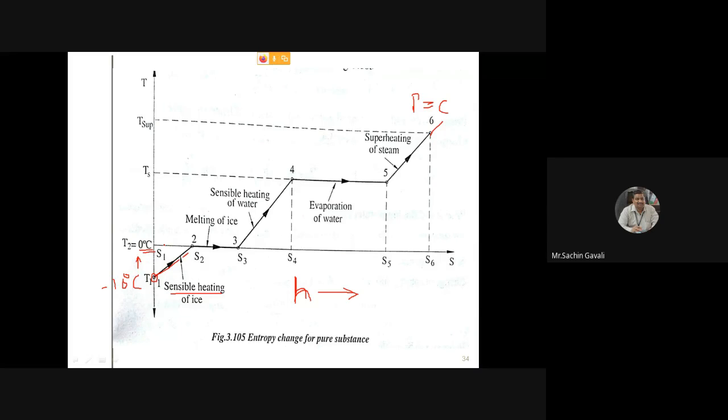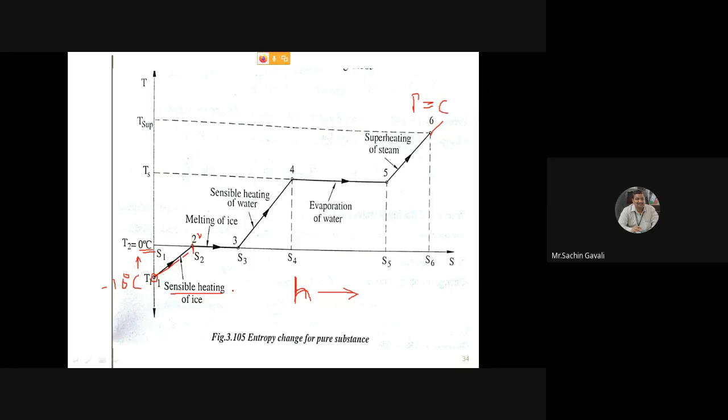But when 0 degree Celsius will reach, that ice will be in solid state. It will be saturated, and at this 0 degree Celsius, that is point number 2, state 2. What will happen here? If we supply the heat at state 2, the temperature of ice at 0 degree Celsius will not increase, but it will remain constant.